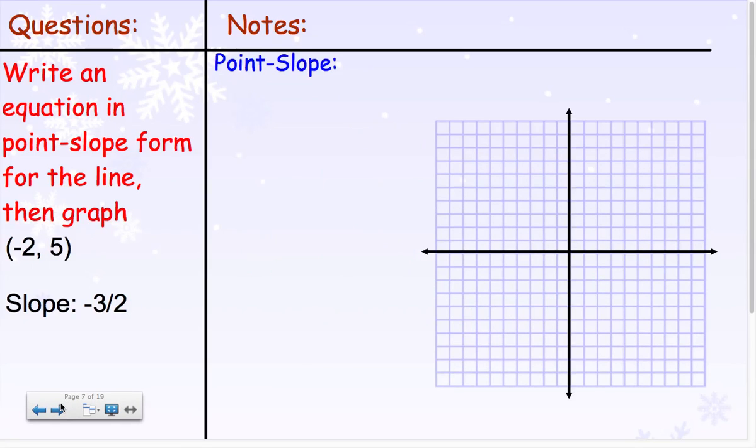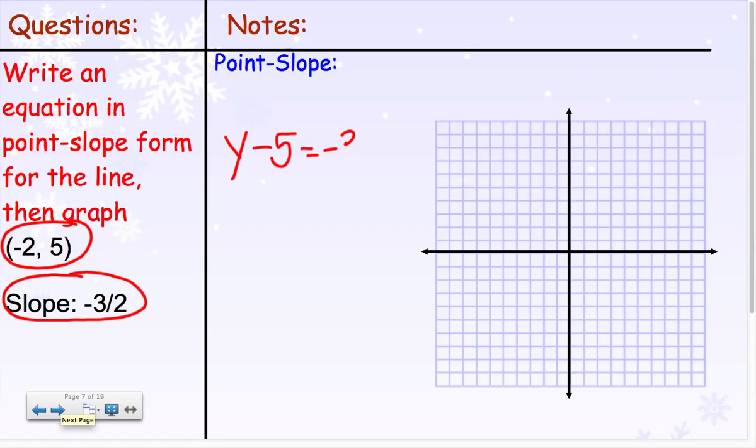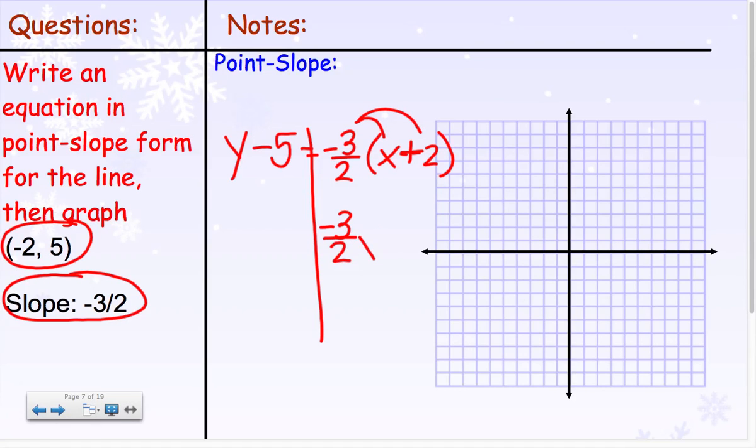Last one. Point-slope form, I have a point, I have a slope. Y minus 5 equals -3/2 times x minus a -2, so superplus. Vomit, -3/2x. Now here's how you multiply fractions.